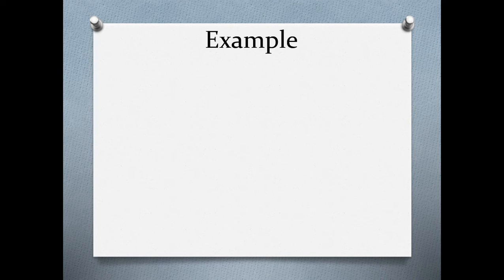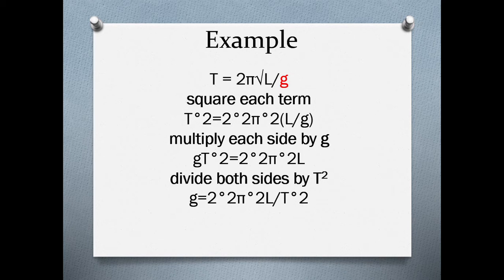Alright, so let's continue. Now I have another example for you. As you can notice here, it's a little bit more complex. Here we have a formula at first in which t equals 2π square root of L divided by g. Now what we want to isolate is letter g.